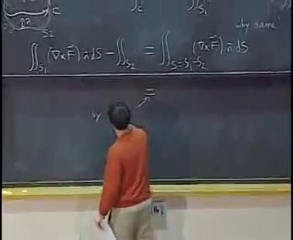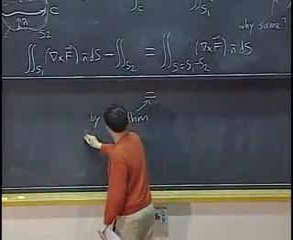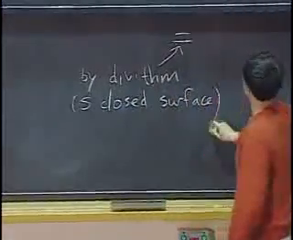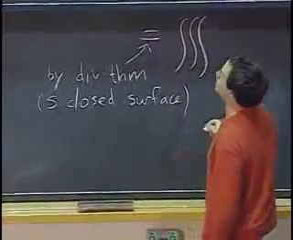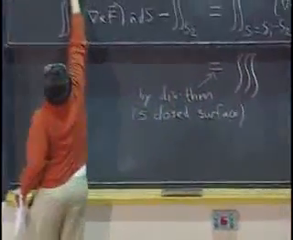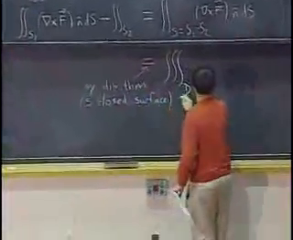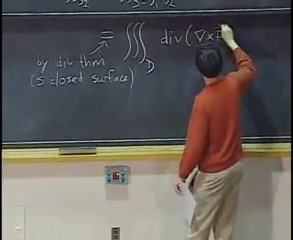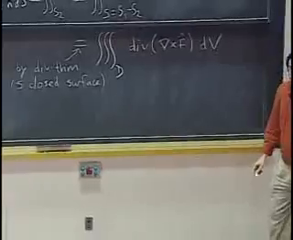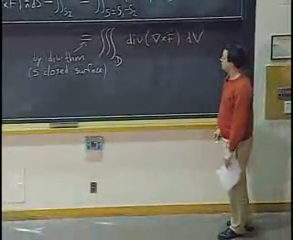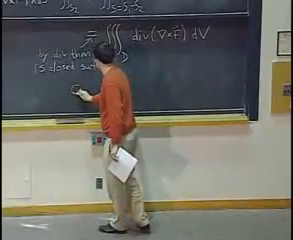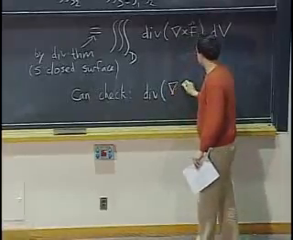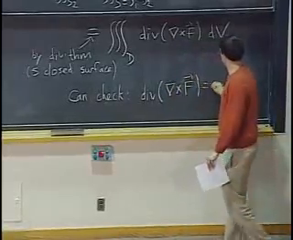So that's by the divergence theorem, using the fact that S is a closed surface. That's equal to the triple integral over the region inside, let me call that region D, of divergence of curl F dV. And what I'm going to claim now is that we can actually check that if you take the divergence of the curl of a vector field, you always get 0.